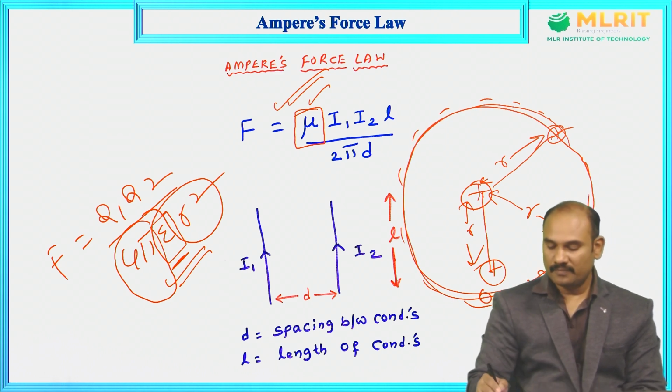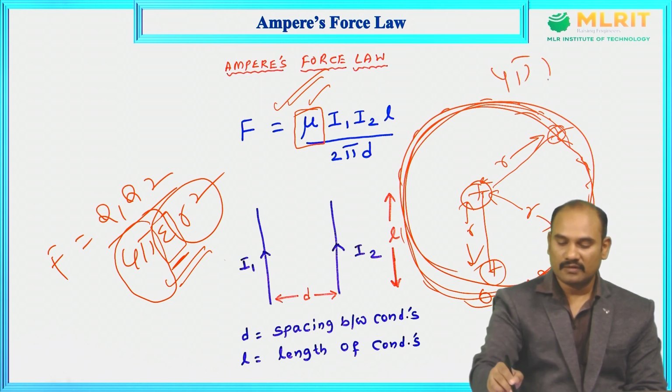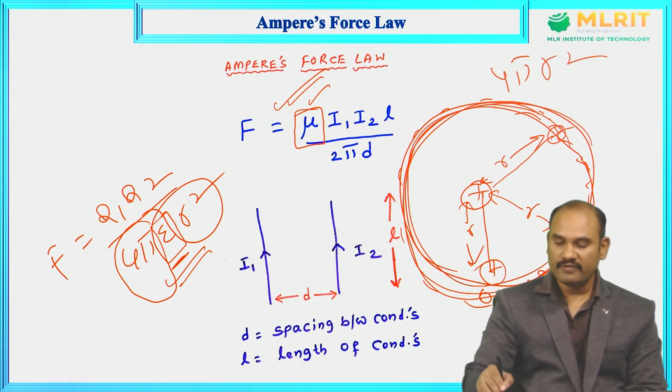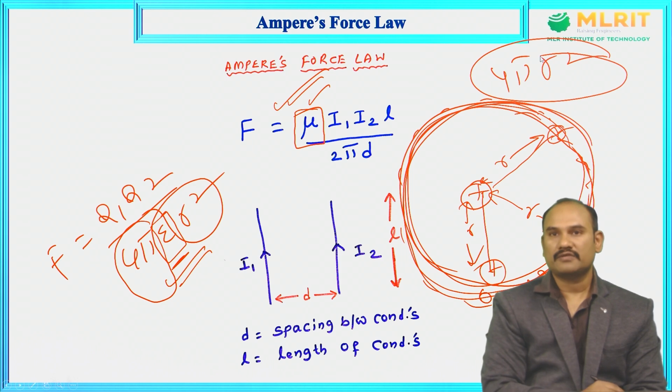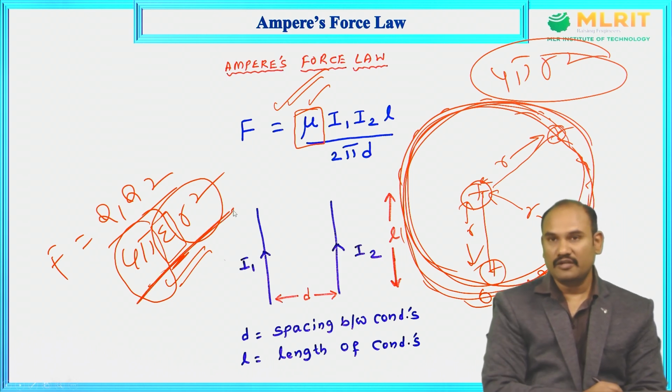measured anywhere on the sphere. But what is the surface area of a sphere? 4 pi r square. Because this is a sphere, it has a surface, and the surface area of a sphere is 4 pi r square. That's why 4 pi r square here. Now, why 4 pi r square in the denominator?